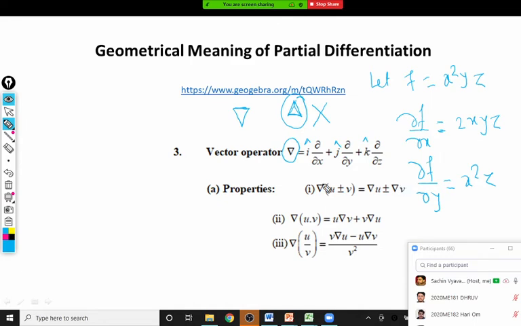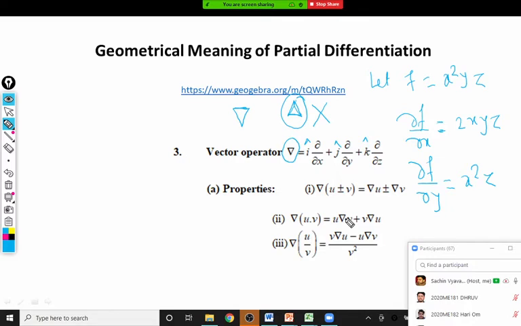Before that, this del is a differential operator, so it satisfies all the properties of a derivative. The derivative of an addition is the addition of their derivatives. The derivative of a subtraction is the subtraction of their derivatives. The product rule of differentiation: del of uv is first into derivative of second plus second into derivative of first. And lastly, we have the quotient rule. So del is a differential operator and it follows all the properties of a derivative.